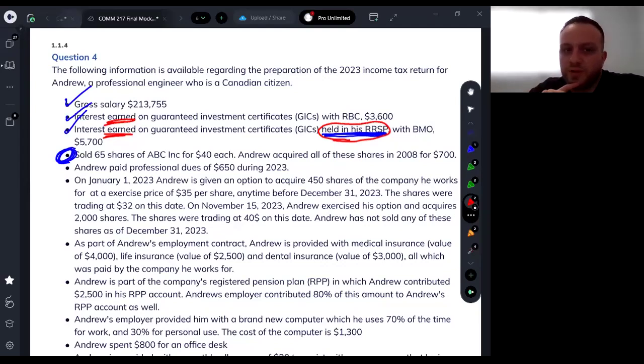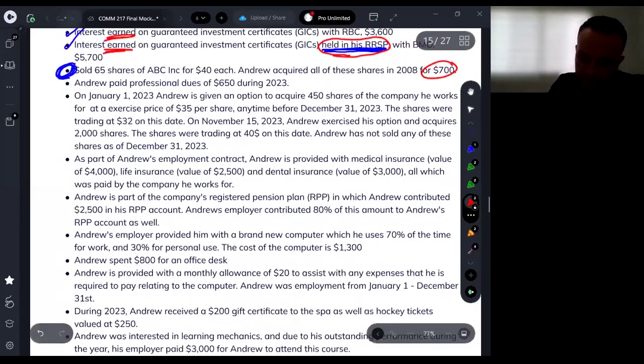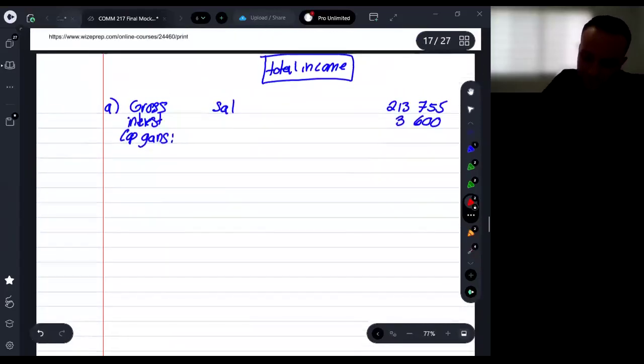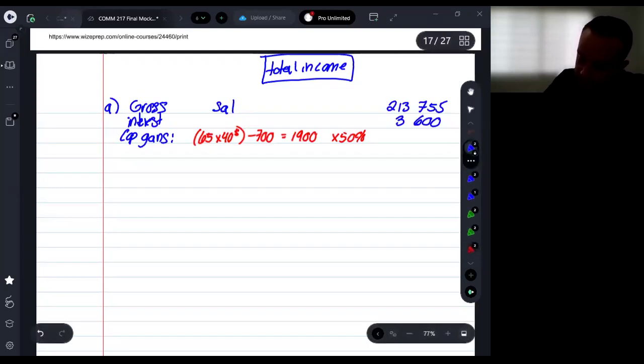No problem. So we sold 65 shares at $40 each. So 65 times 40, 2,600. And our cost was 700. So for capital gains, I could say 65 times 40 minus 700 is 1,900, and only half is what we pay tax on. So 950.